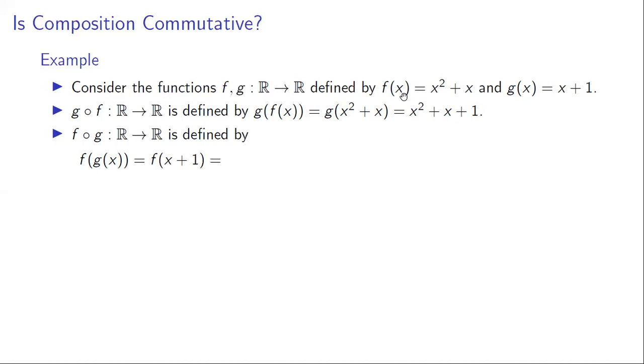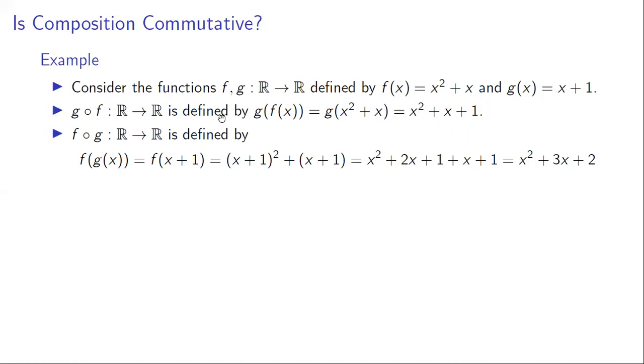Now, what does f of x say? So f of x says, take the input, square it, and then add the input to that. So we are going to take x plus 1 and square it, and then add x plus 1. So we're going to have (x plus 1) squared plus x plus 1. If we expand the (x plus 1) squared, we have x squared plus 2x plus 1, and then plus x plus 1. And if we simplify that, that comes out to be x squared plus 3x plus 2.